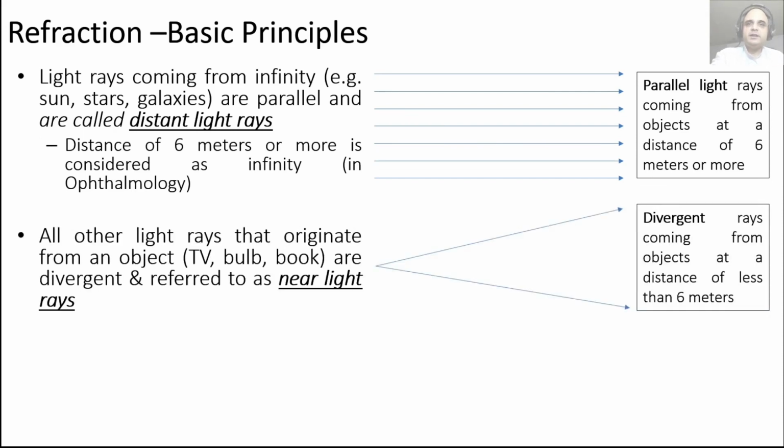Any light ray that is coming from less than 6 meters is going to be diverging in nature. These are called near light rays, and they are diverging from one another. And these are the ones that are coming from cell phones, books, laptops, which are obviously at a distance of 6 meters or less. And I usually are, especially cell phones and books, ideally.